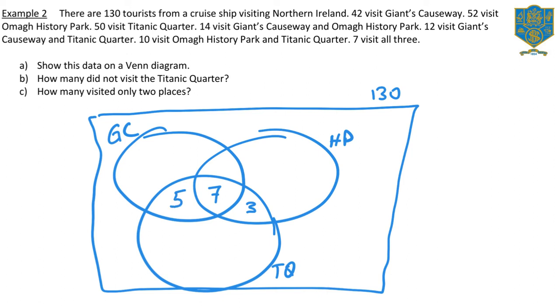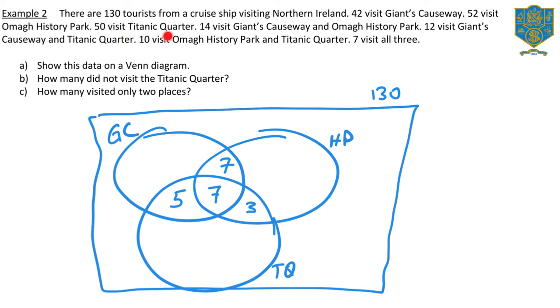And then 14 visit the Giant's Causeway and the History Park. So that's our overlap between the Causeway and History Park. We've got 7 already, we need 14, so there's going to be another 7. And then to work out how many are remaining in each circle, we go to the next bit.